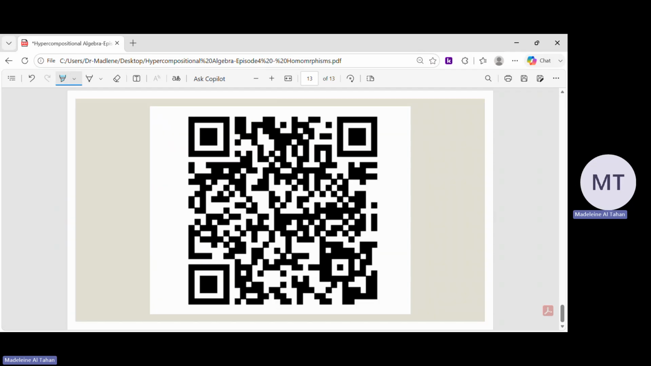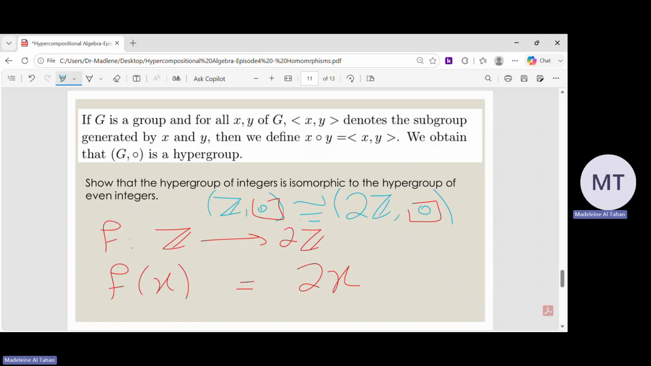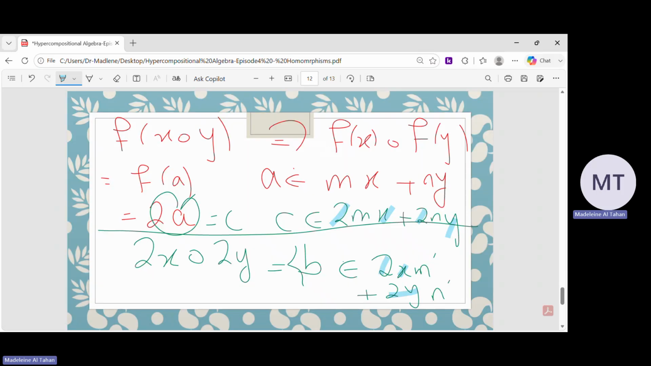What's the next step? The next step is to show that it's bijective. Now, f of x equal to 2x, definitely it's one to one. And for every even integer, we are able to write it as 2x with x belonging to Z. So also it is onto. So it's clear that it's bijective. We proved here that it is a good homomorphism. It means that it is isomorphic.